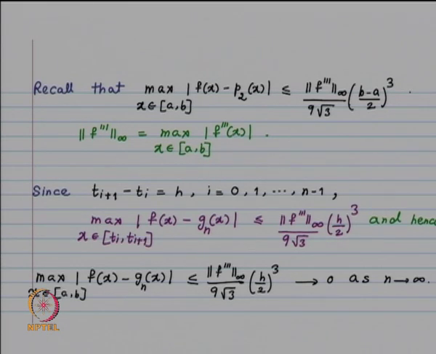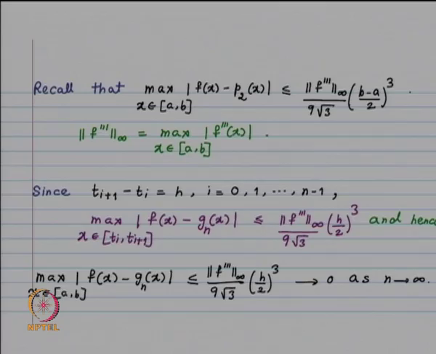So, if you take the maximum over the whole interval a b, it is going to be the same bound, and notice that here the error is less than or equal to a constant times h cube. The constant will involve the third derivative of the function and then the constants 9, root 3 and then 8 in the denominator.